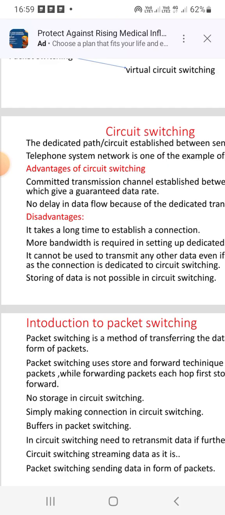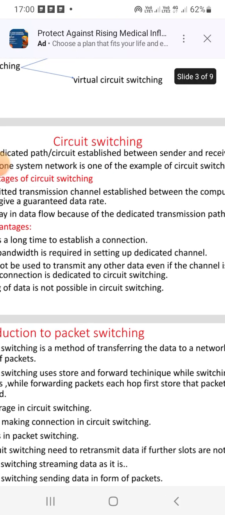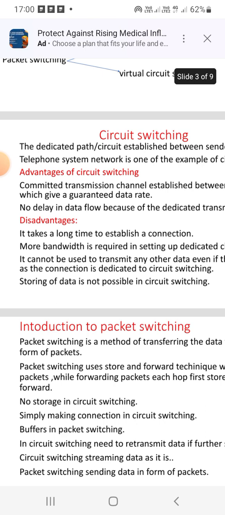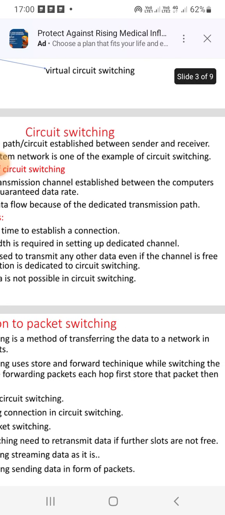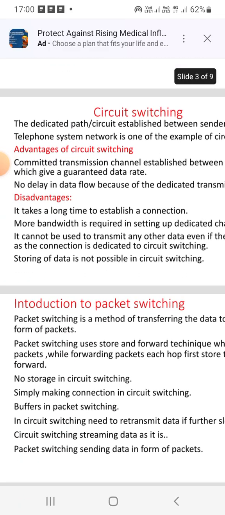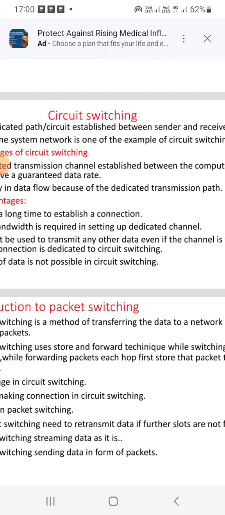Disadvantages. What are the disadvantages? It takes a long time to establish a connection. More bandwidth is required in setting up a dedicated channel.